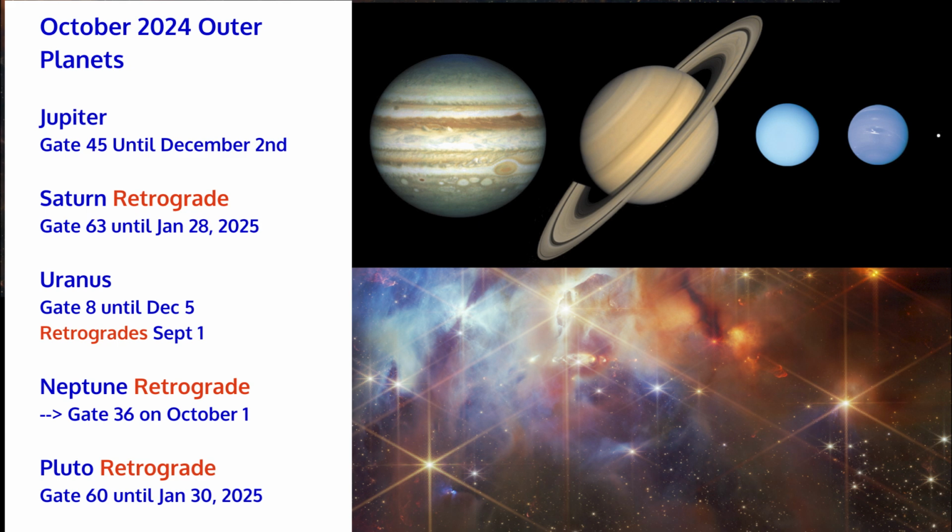So here we have Jupiter, Saturn, Uranus, Neptune, and there's Pluto. Yay! We want Pluto because Pluto is really important. So there's not a lot of change happening in the outer planets this month. The one big change is that Neptune moves into the gate 36 on October 1st. Otherwise, we're in the same stuff that's been going on.